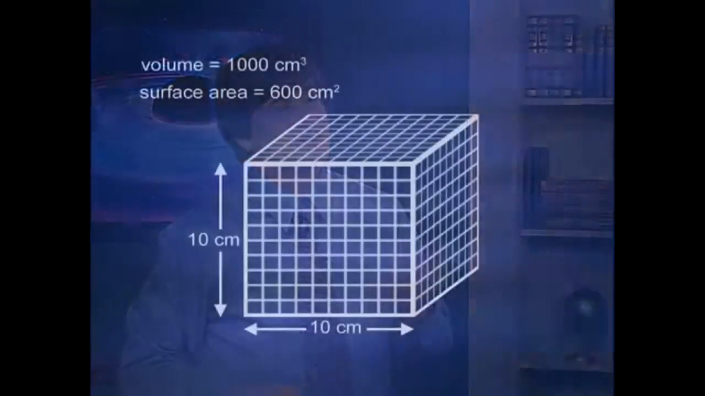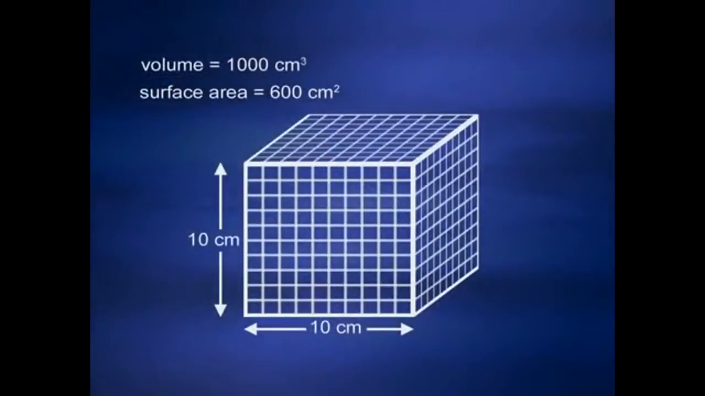For example, consider a cube 10 centimeters on a side. There are 10 times 10 or 100 square centimeters of area on each face and 6 faces for a total of 600 square centimeters of area. But there are 10 times 10 times 10 or 1,000 cubic centimeters of volume. Now 1,000 is bigger than 600. Not much bigger, you might say, but the discrepancy increases with size.